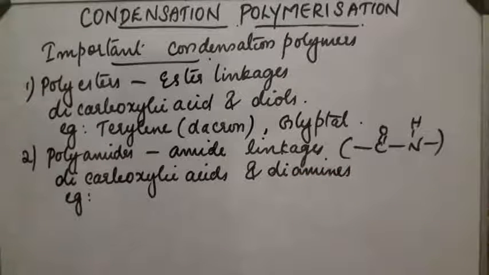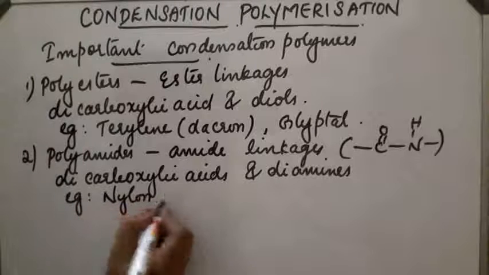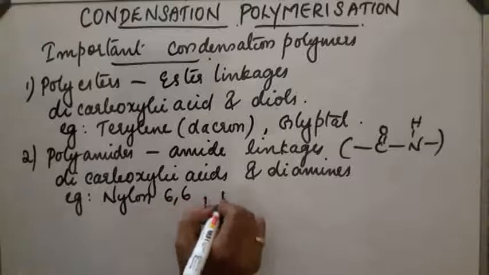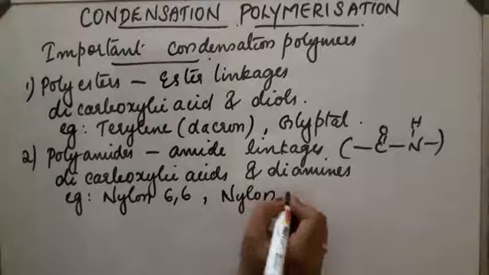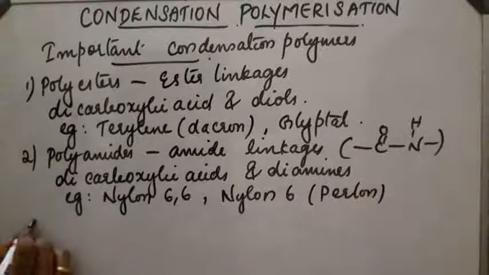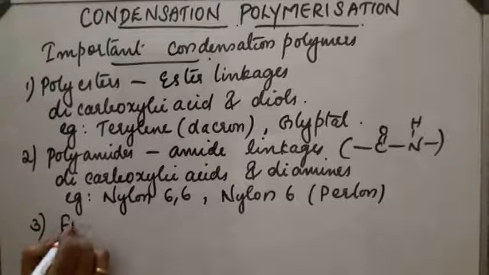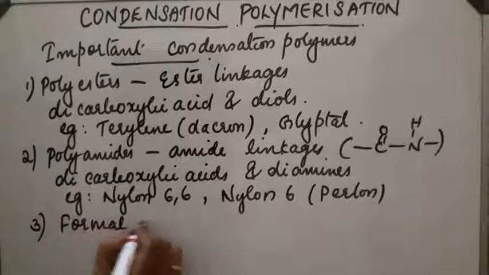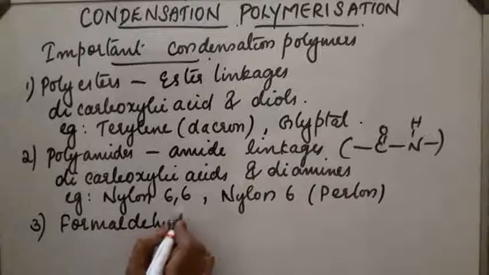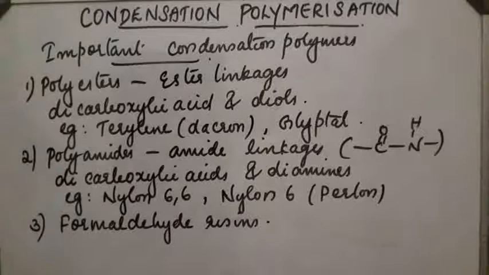Example, we already discussed nylon 6,6. Then another example is nylon 6, also called Perlon. We will discuss later. Now, the third category is formaldehyde resins. Examples of formaldehyde resins are bakelite and melamine polymers.